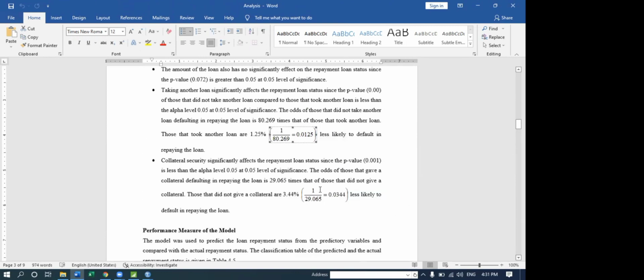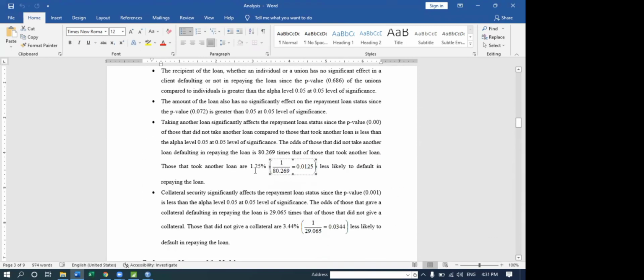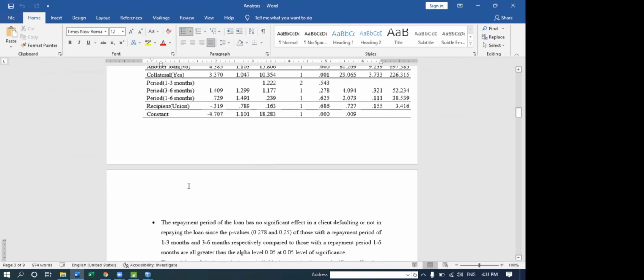If it is more than 1, more likely. I think when we do that example, we'll see it. Then you multiply by 100, you get this. So those that took another loan are 1.25 less likely. If it was more than 1, it will now be more likely. That being said, let's go back to the next one.